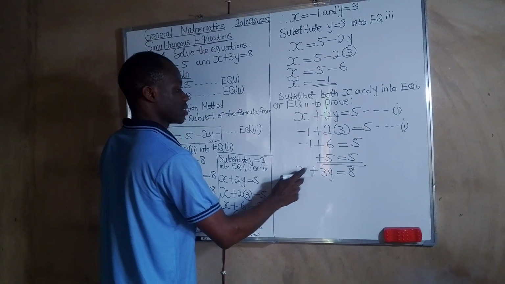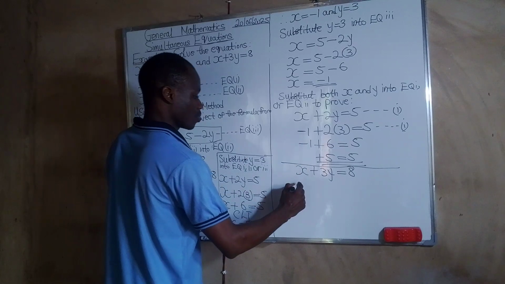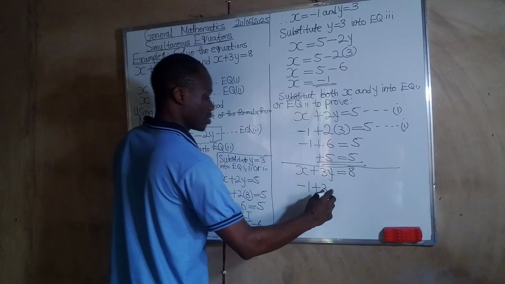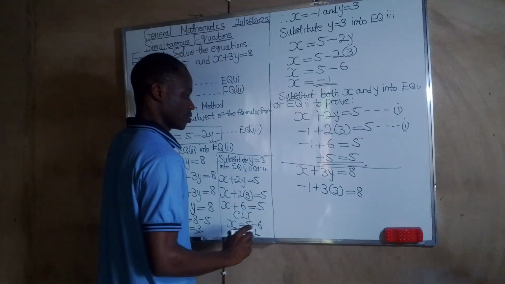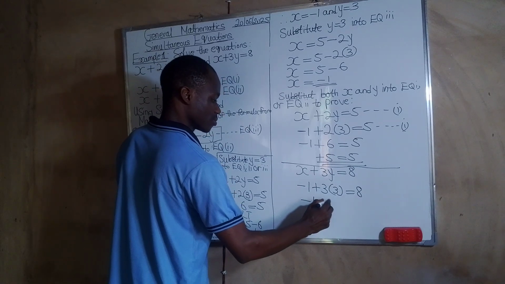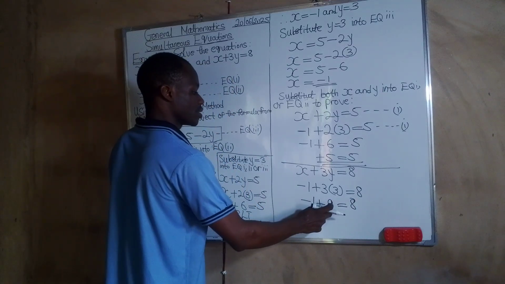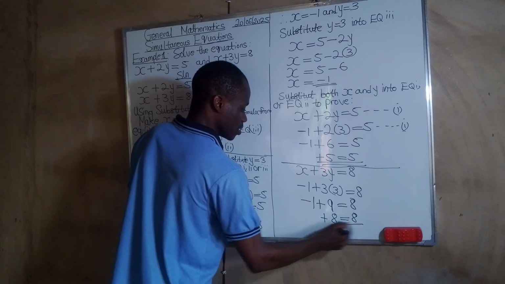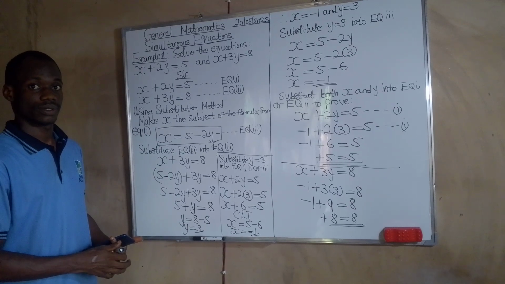We know that our x definitely, let's demarcate this. So x is minus 1 plus 3, y is 3, right? Equals 8. So therefore minus 1 plus 3 times 3 gives us 9 equals 8. You are owing somebody 1, use 9 to pay. You are getting 8 is equal to 8. And definitely both sides are correct.